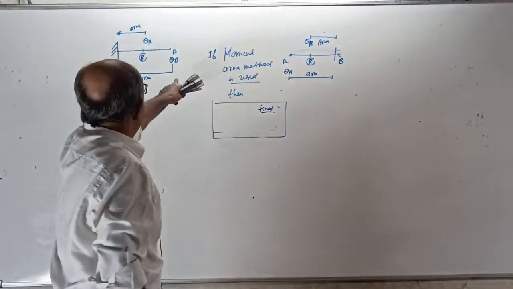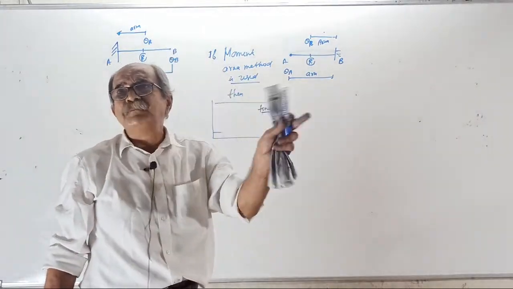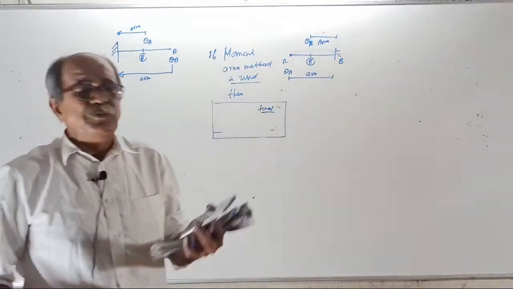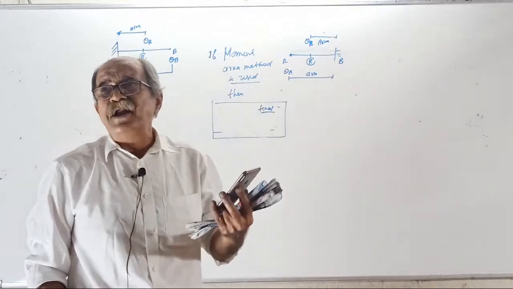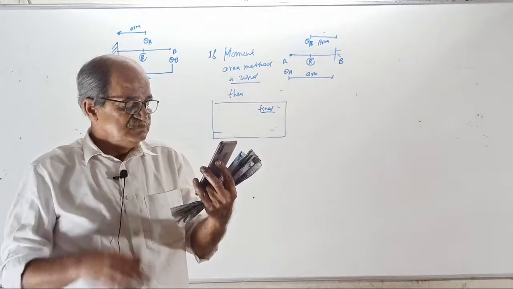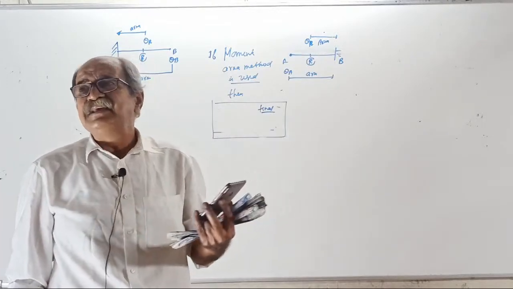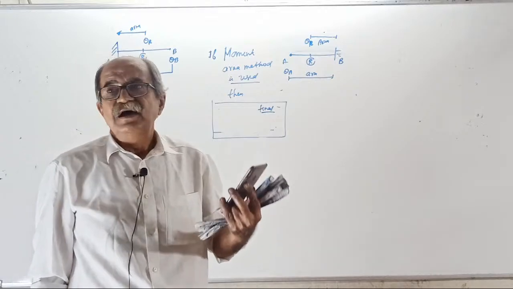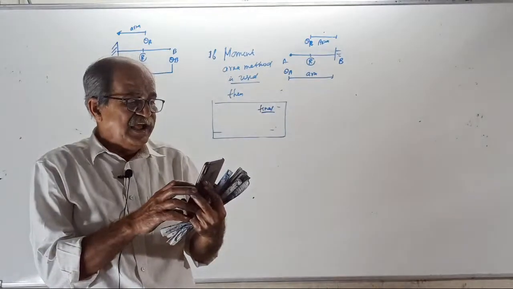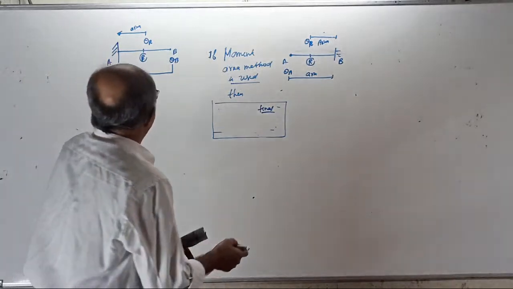If you want free end slope, free end to fixed end. If you want random point slope, random point to fixed end. Ending is always the fixed end. Clear? Now, second time.